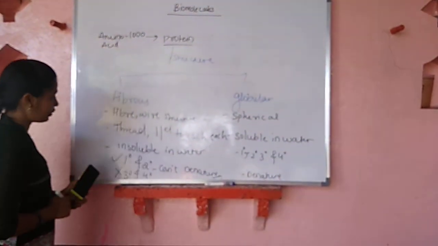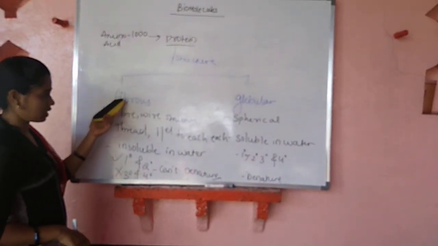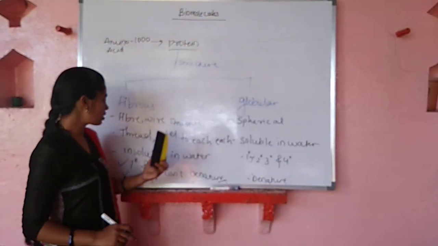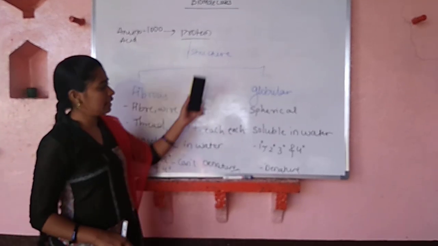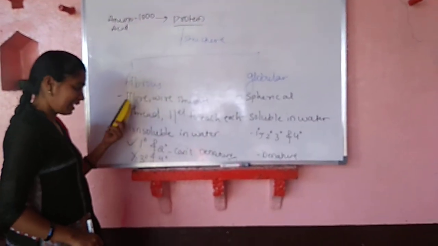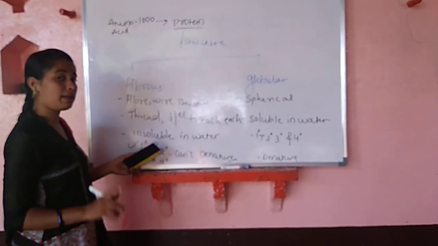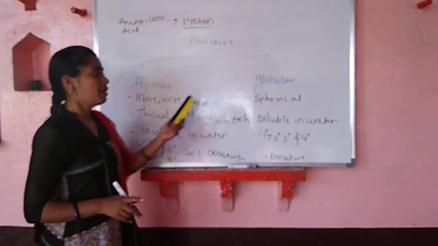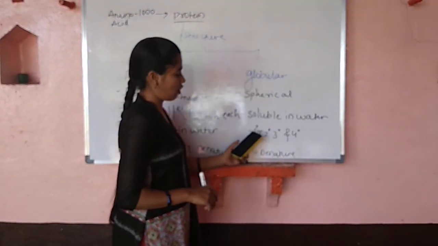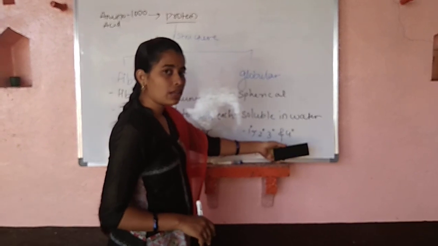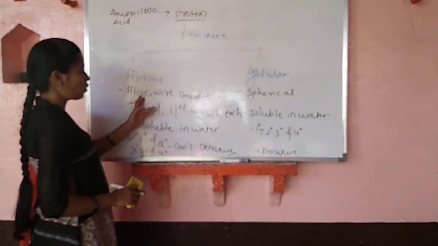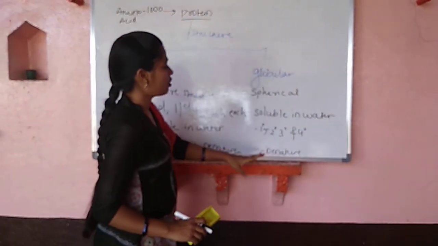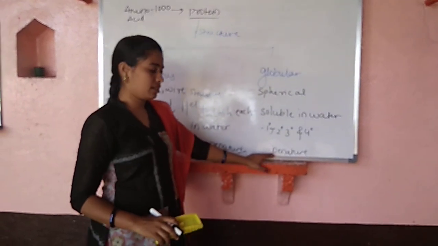Okay, what is the first point? The structure having thread-like structure. It is a spherical structure. It is insoluble in water. It is soluble in water. It can form primary and secondary, but not tertiary and quaternary, whereas globular protein forms primary, secondary, tertiary and quaternary structure. They don't get denatured, whereas globular protein gets denatured.